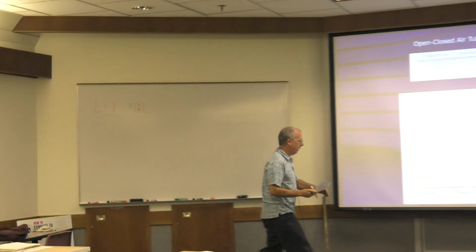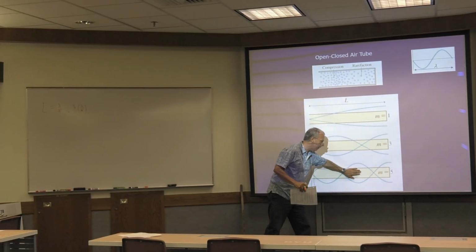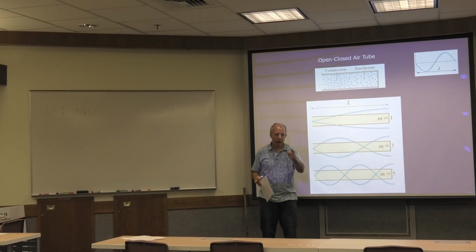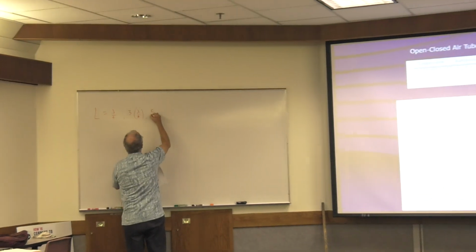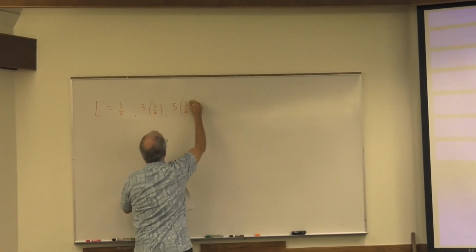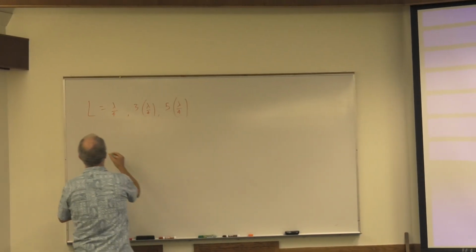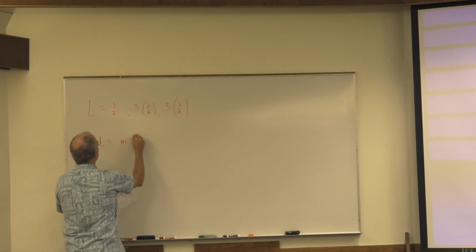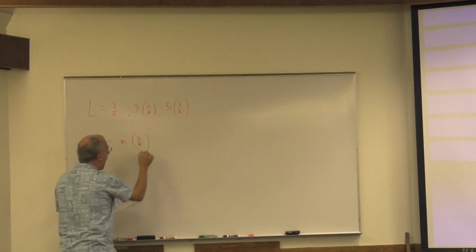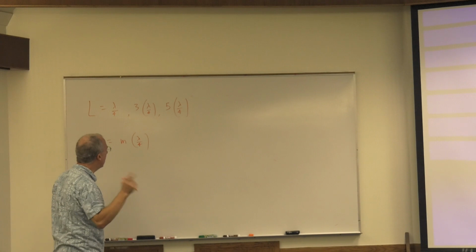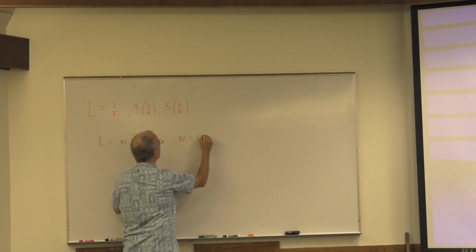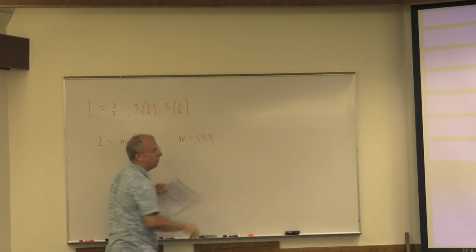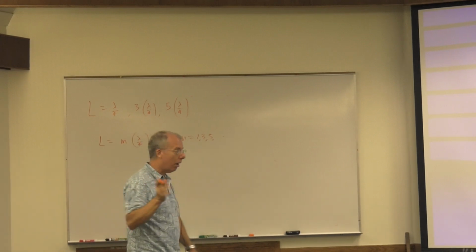What is this? A half and a half and a fourth. That's 5/4. So it's 5 lambda over 4. Okay? So I can just say that L equals m lambda over 4. But now I've got to be careful. What's m? Now m is just 1, 3, 5, right? It's just odd.